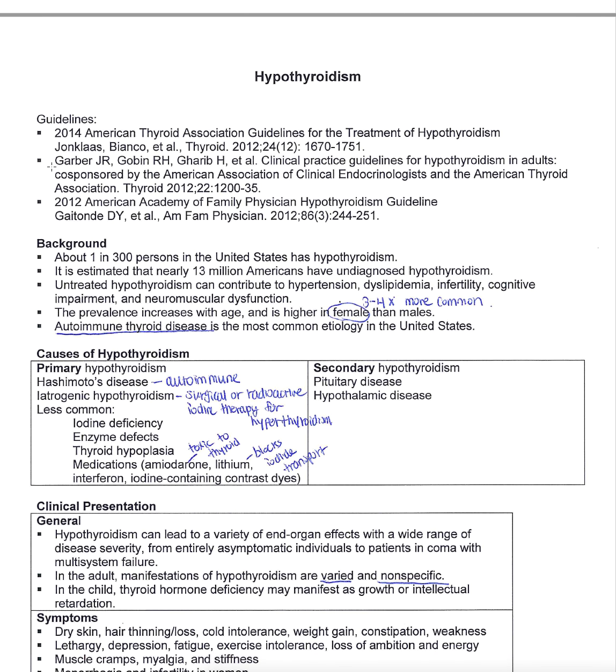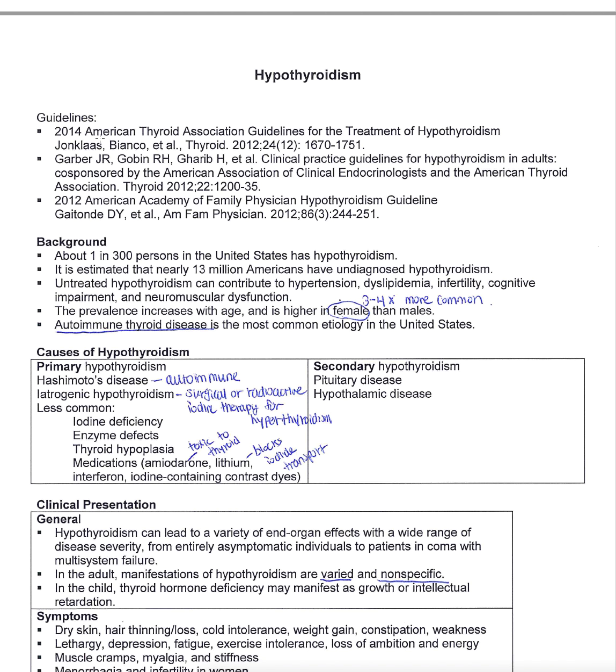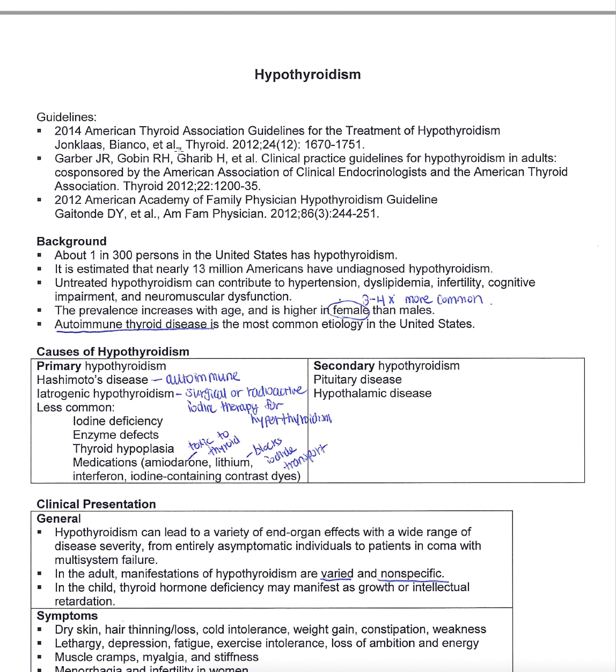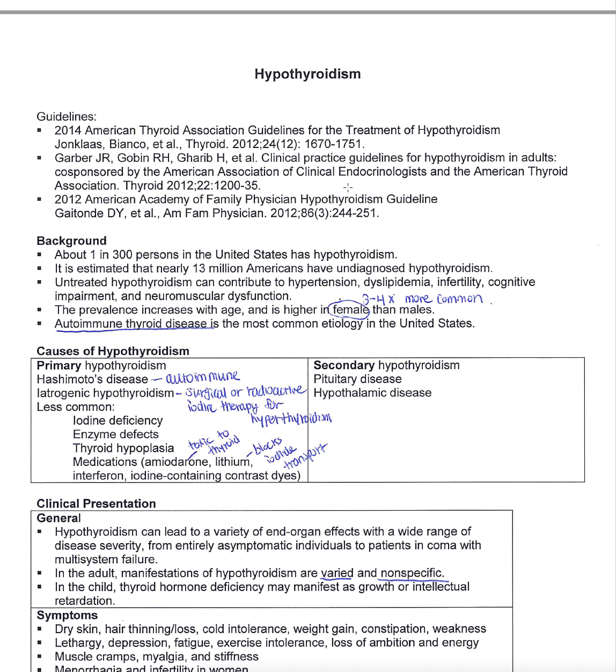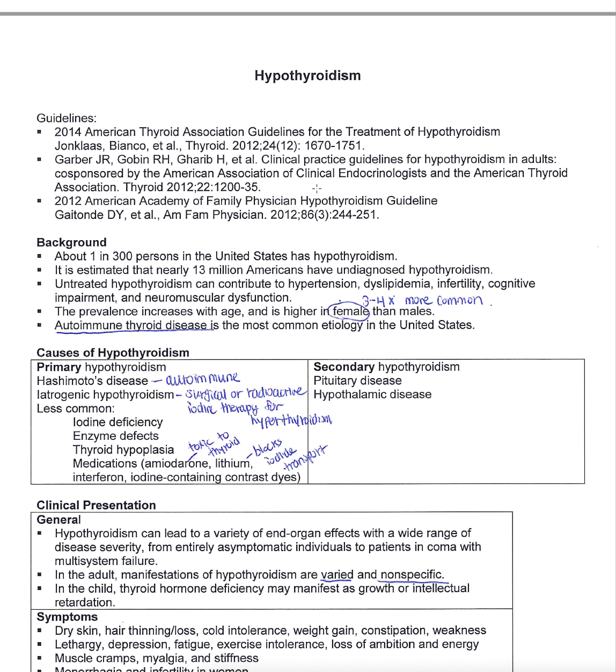They're quite long, so there are 2 major ones. The 2014 American Thyroid Association guideline is about 80 pages, and then there is a little bit older one that is a collaboration between the American Association of Clinical Endocrinologists and the American Thyroid Association. They are pretty similar, but they talk about a little bit different topics in their guidelines.